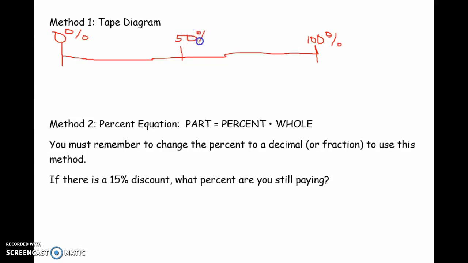Do the same thing, please. Here's 25%. And of course, this is 75%. If I go up by 5s, I have, let's see, 5, 10, 15, and 20.